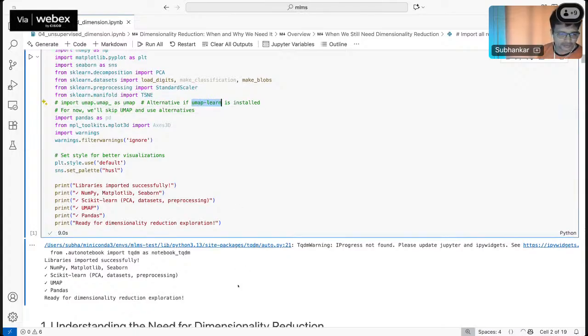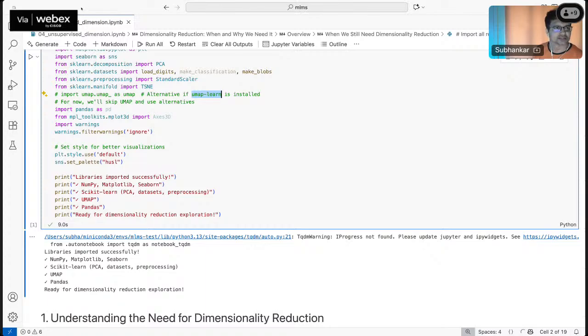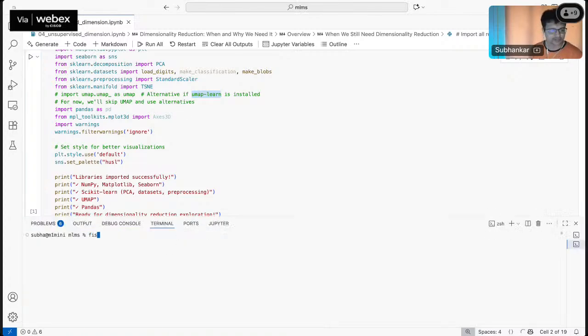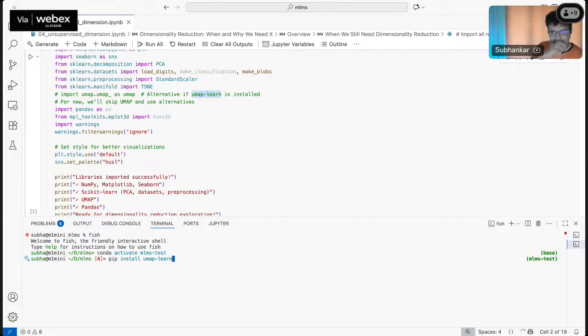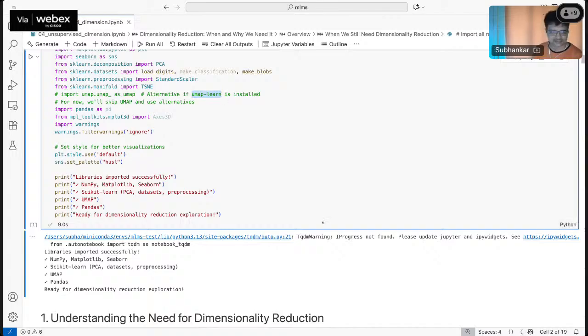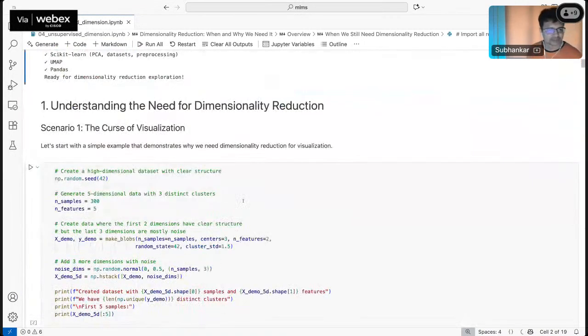I hope you all remember this conda activate MLMS test. We'll try to have more sessions. I think Professor Sen has already mentioned more interactive sessions where you can ask questions like this. So here you have to do a pip install umap-learn, because this is not there in scikit-learn. You have to install it additionally. Then you enter, it will install a bunch of packages, and now the libraries are done.